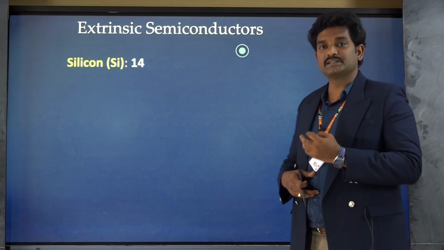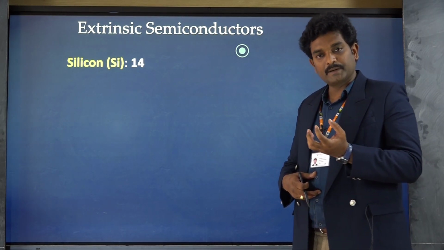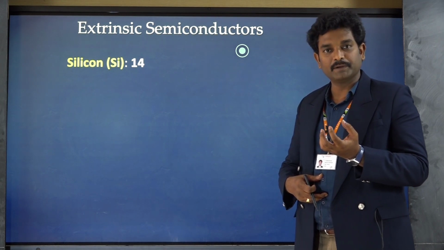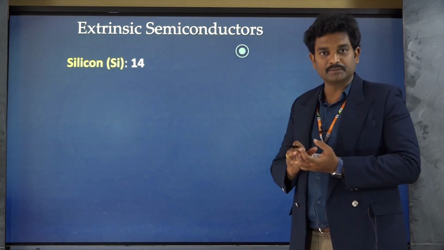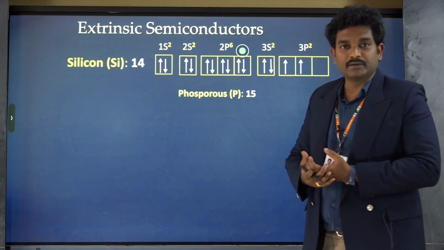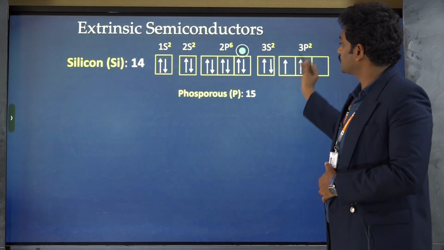Now let's see what are extrinsic semiconductors. We take the purest form of semiconductor, which is silicon or germanium, whatever it may be. Then we replace a few of the silicon atoms by some foreign atoms. Let us take the pentavalent atom, which is phosphorus, which has 5 electrons in its outermost orbit.